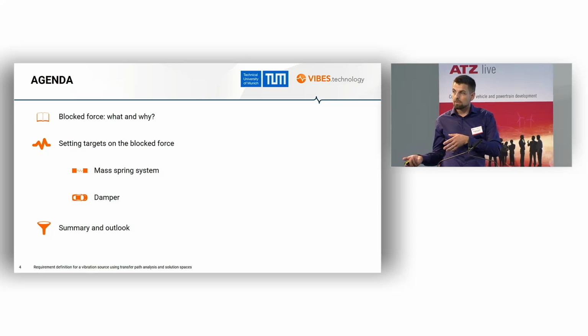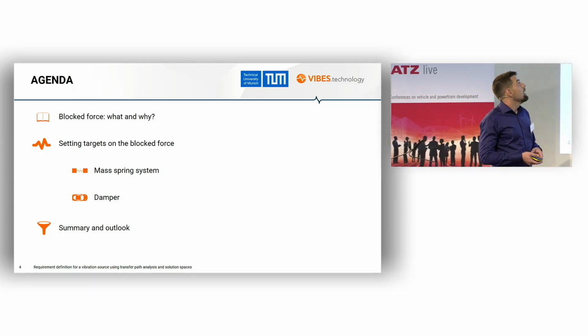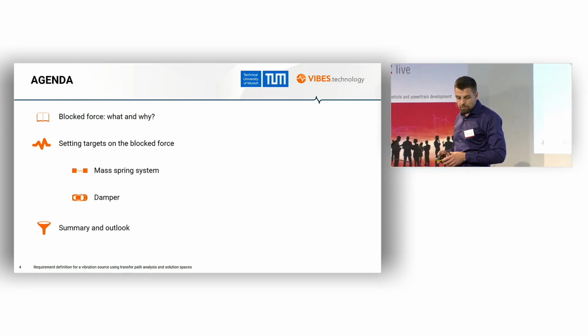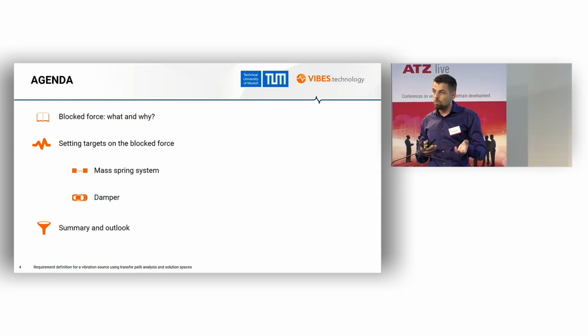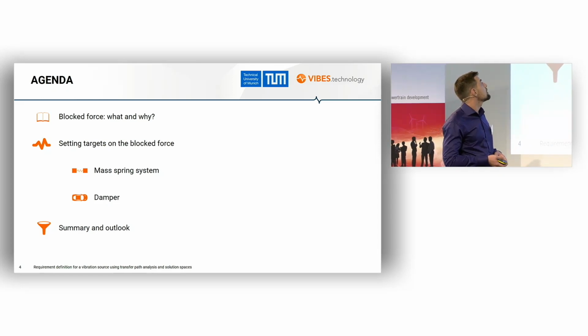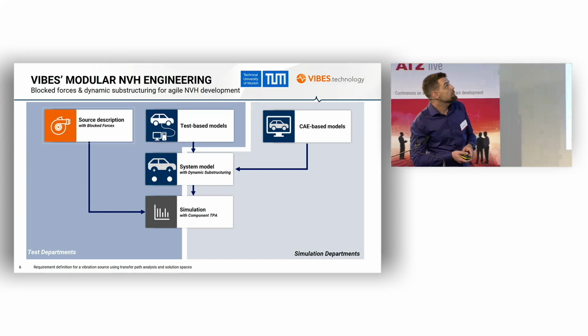All right, so that brings me to the question of how we came into this. Our customers asked us this question a lot, if we could help them there. To explain this, I have to give you some background on blocked forces and what we do at Vibes, and then I hope it becomes clear to you why we think that there is an emerging trend in how to come up with component NVH targets. So I'll first show you a big picture of what we do at Vibes.